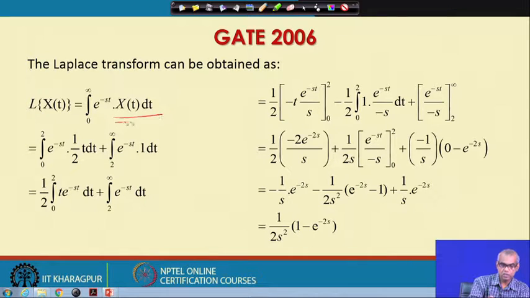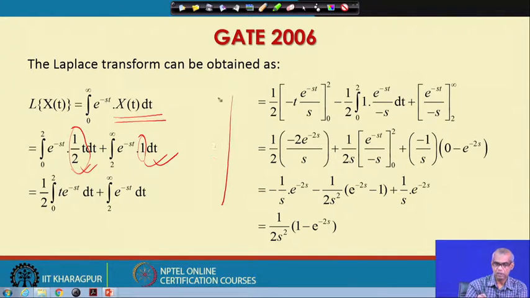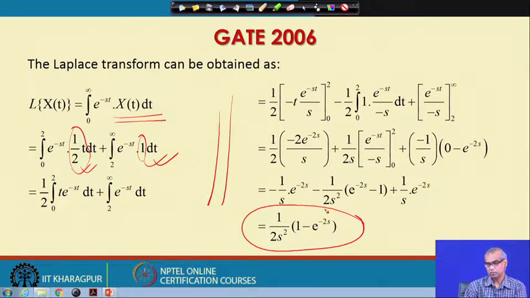So, this is the xt and these are those two parts, which first part is valid for between time 0 to 2 and xt is half t. For t greater than 2, xt equal to 1. So, you can find out the Laplace transformation by doing this algebra and ultimately get the expression as 1 by 2 s square into 1 minus e to the power minus 2 s.